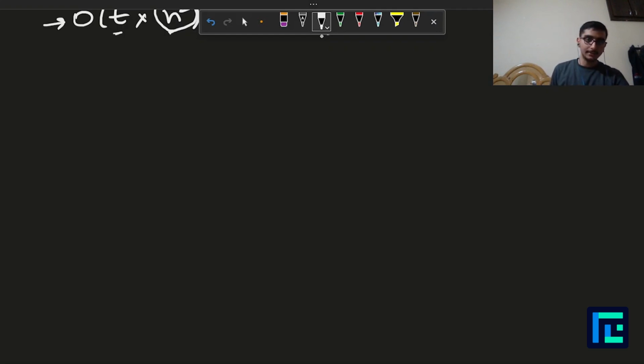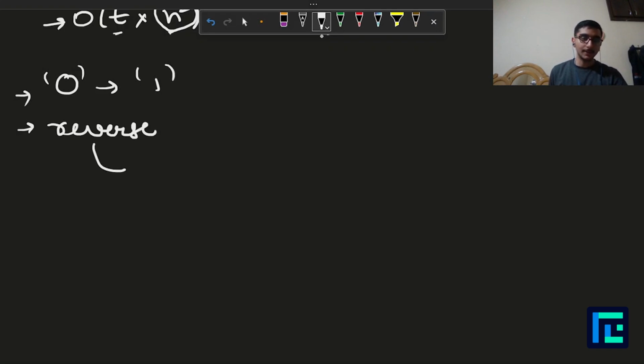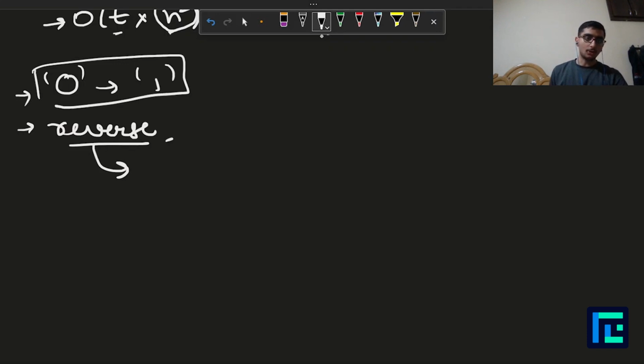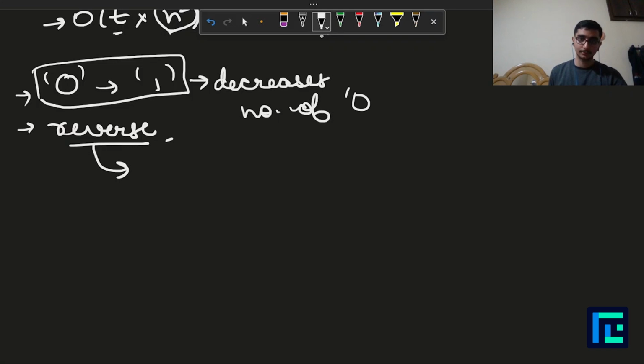Before considering the cases, let us discuss one thing: we can either change a 0 to a 1 or we can reverse, right? Now this operation does not change the number of zeros and ones, so let's ignore this for a second. But this operation always decreases the number of zeros, right?